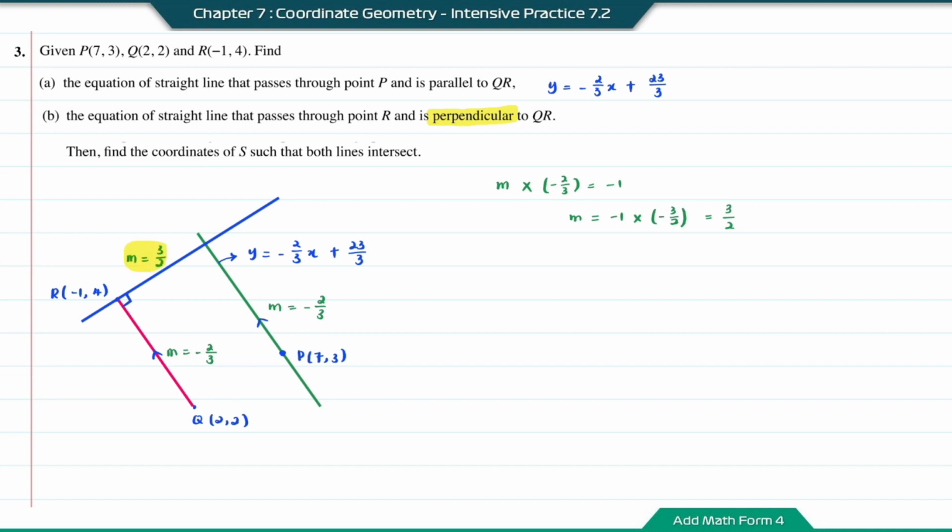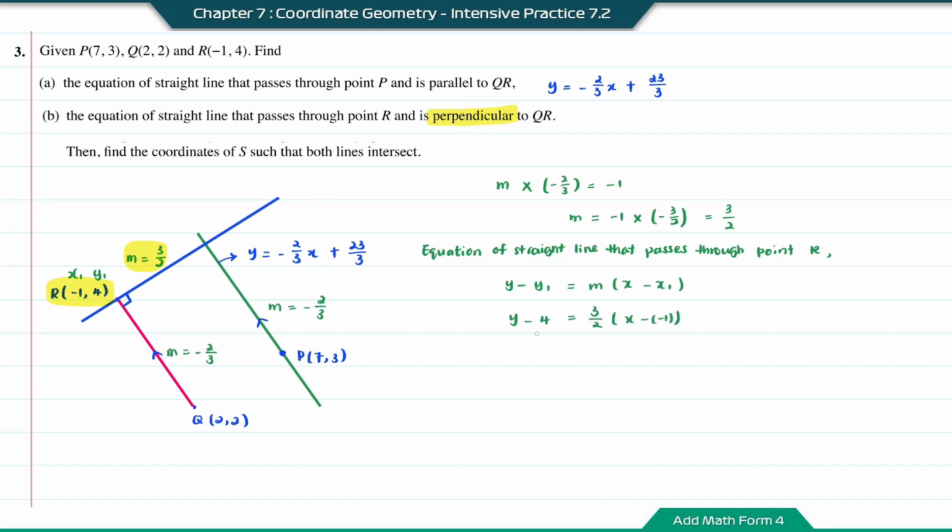So here the gradient is equal to positive 3 over 2. Now we have the information of the gradient and the coordinate of one point that the straight line passes through, so we can find its equation. It will be y minus 4 equal to 3 over 2 times x minus negative 1. So y is equal to 3 over 2 x plus 3 over 2. Then move the negative 4 to the right hand side, it will be plus 4. So y is equal to 3 over 2x plus 11 over 2. That will be the equation of the straight line in gradient form.